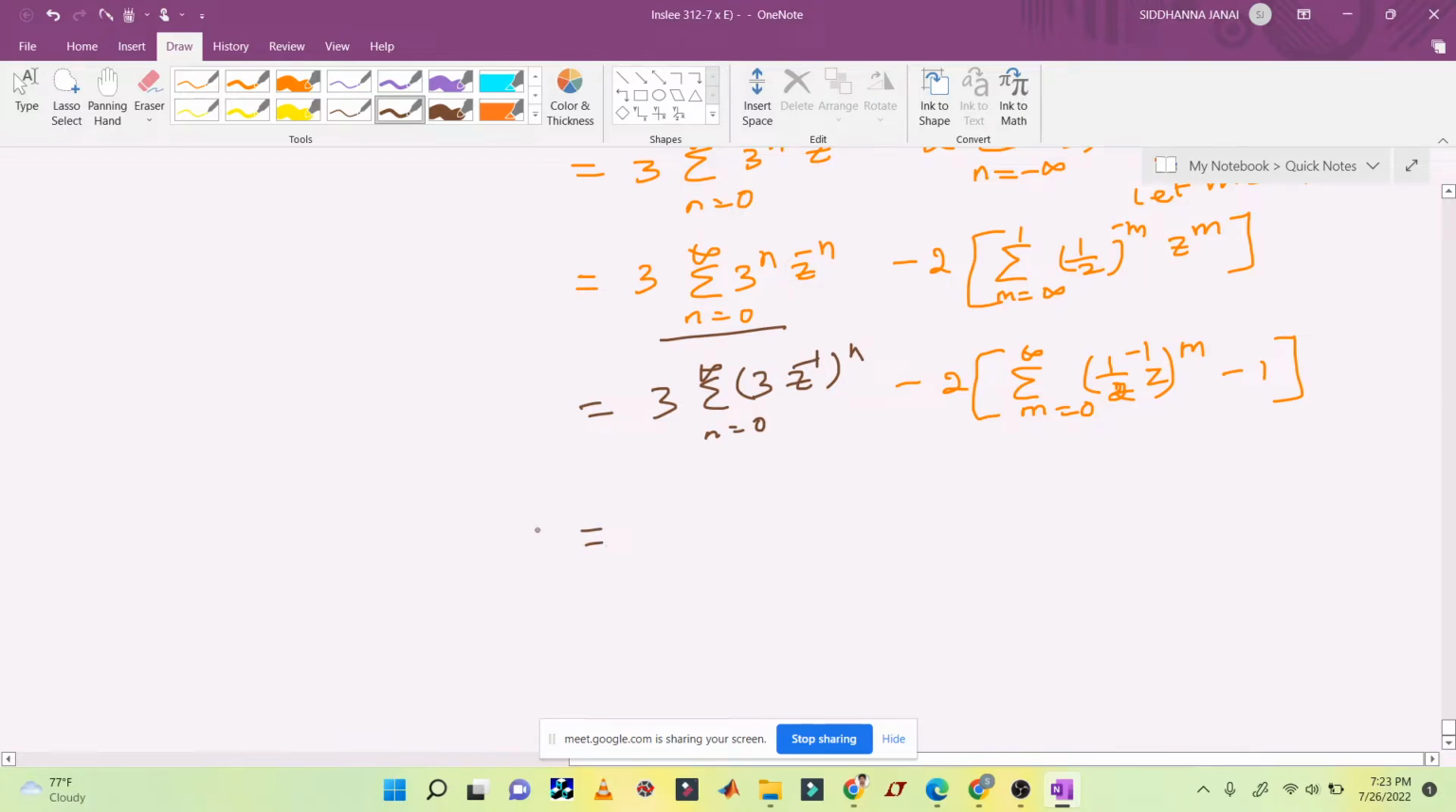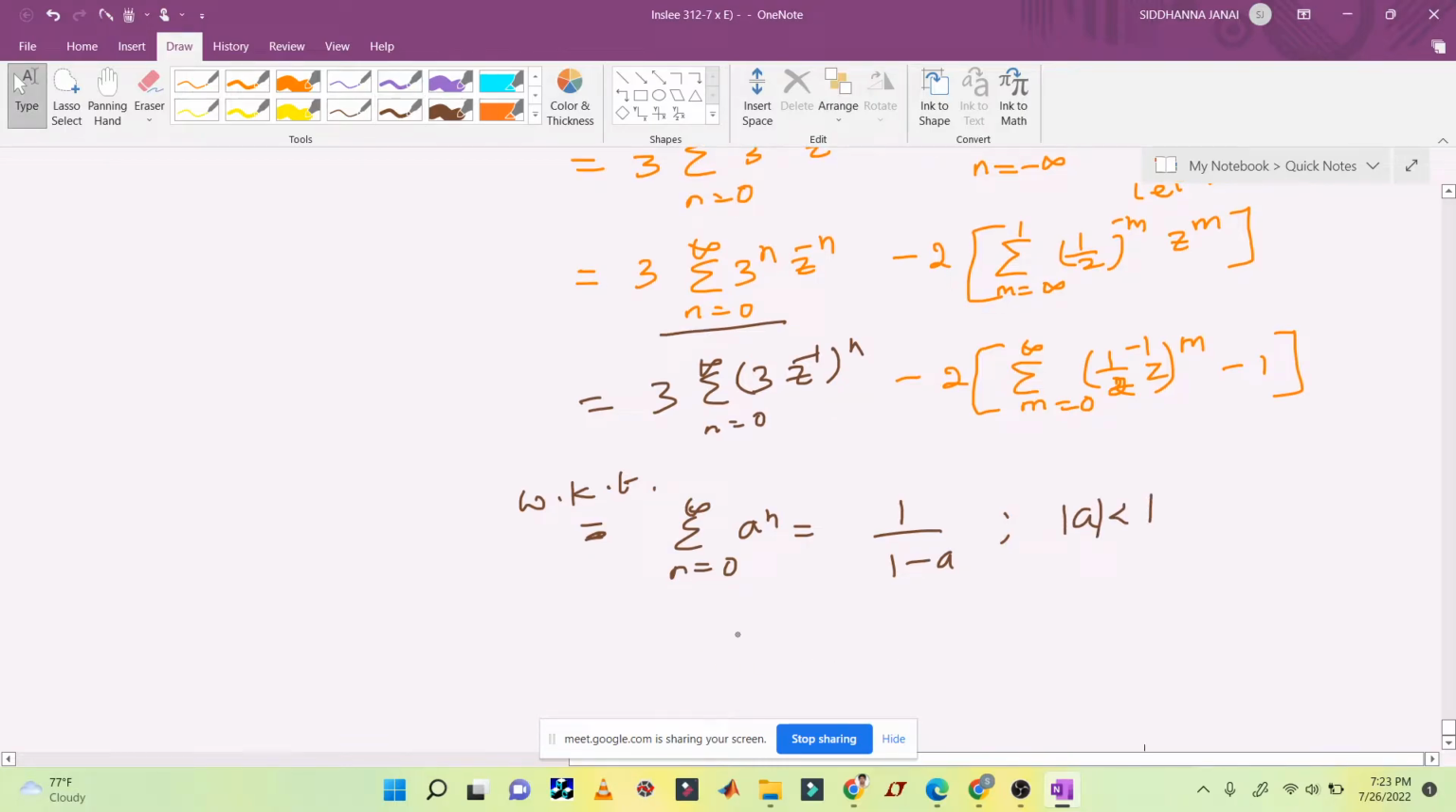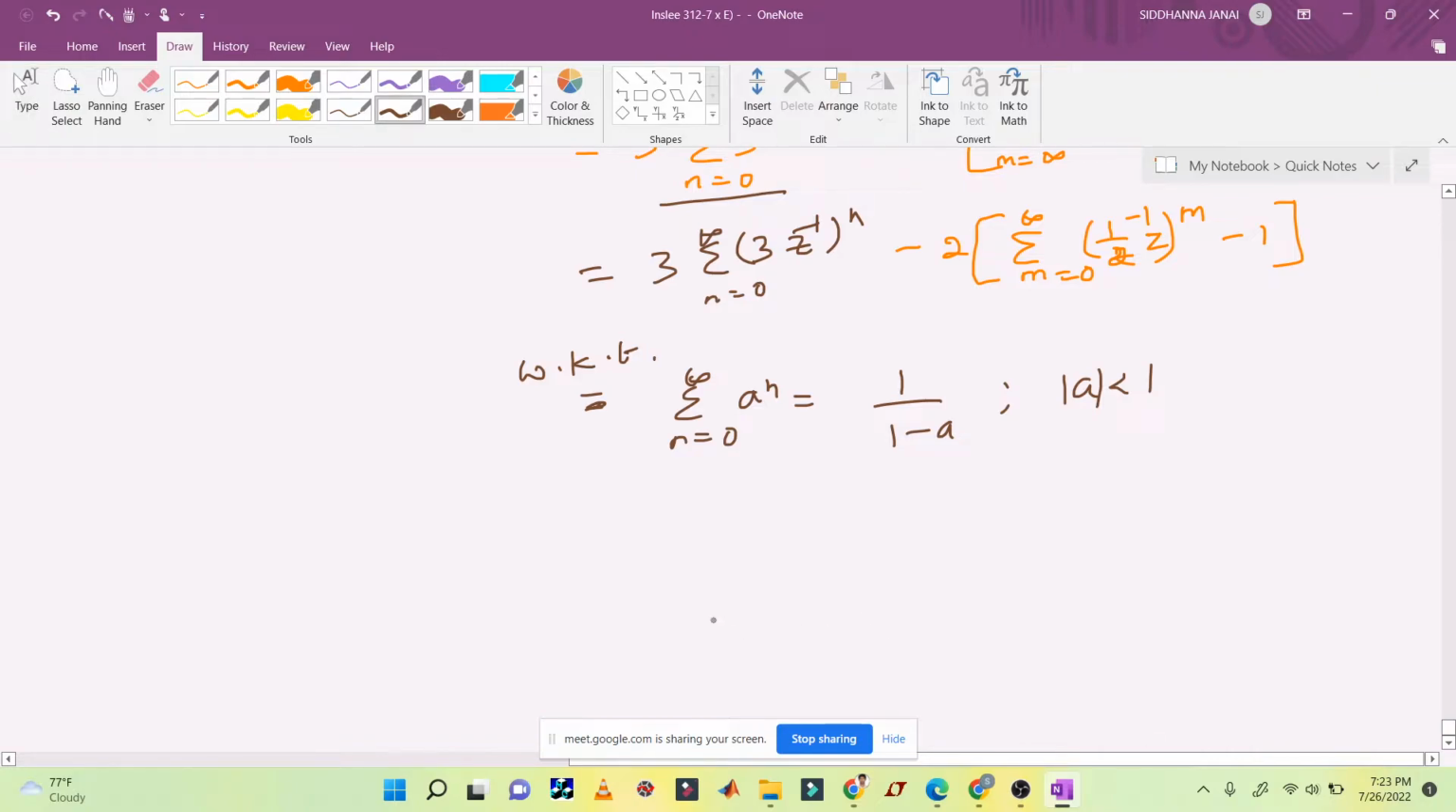So we know that summation n is equal to 0 to infinity a to the power n is equal to 1 divided by 1 minus a, provided a is less than 1. So using this equation, I better write this every time, then you will understand it better. So 3 into 1 divided by 1 minus 3 z inverse. So the ROC is 3 z inverse less than 1.